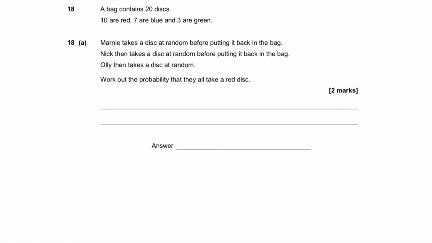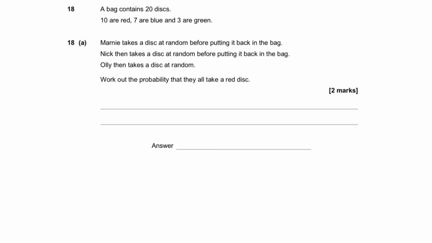So the first question we're going to look at says a bag contains 20 discs. 10 are red, 7 are blue and 3 are green. Marnie takes a disc at random before putting it back in the bag. Nick then takes a disc at random before putting it back in the bag. Ollie then takes a disc at random. Work out the probability that they've all taken a red disc.